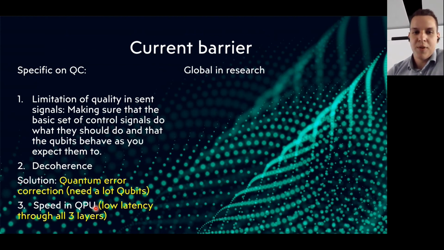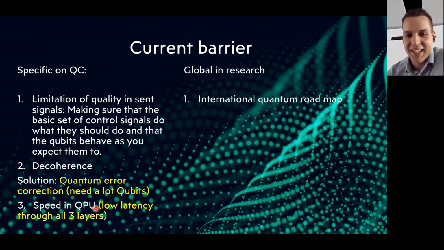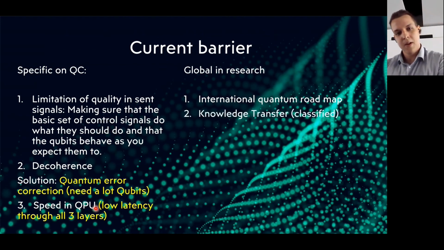Then the global problem is the international roadmap for quantum computing. At the moment, everybody's fighting for himself. So I would say it's a bit like computers in 1980 or atomic weapons or space programs. They all work for themselves and they can't, or are not allowed to, transfer information. Knowledge transfer isn't made yet between nations or companies, even companies.